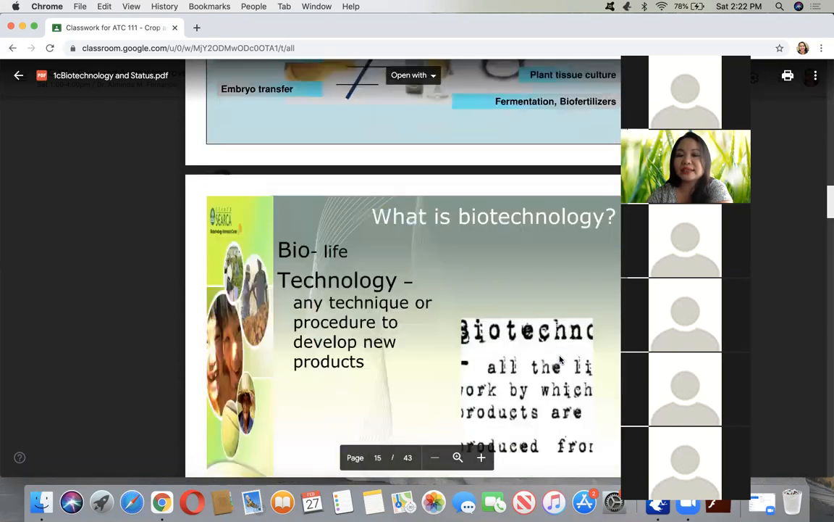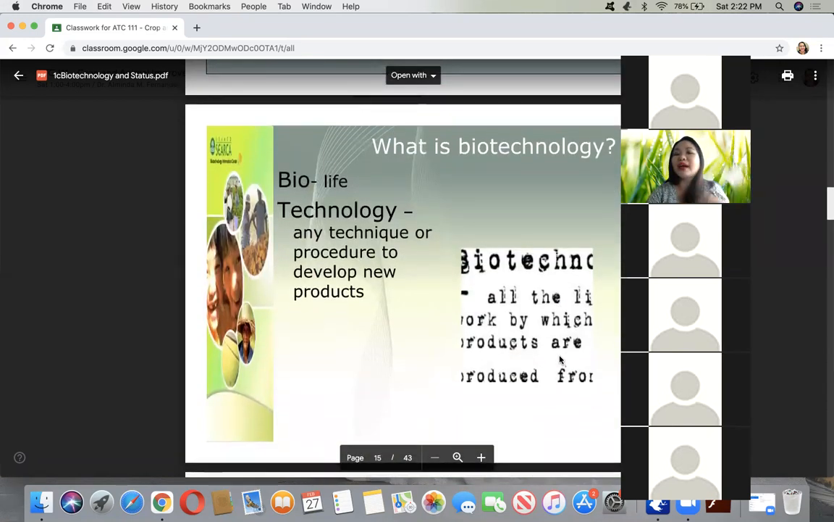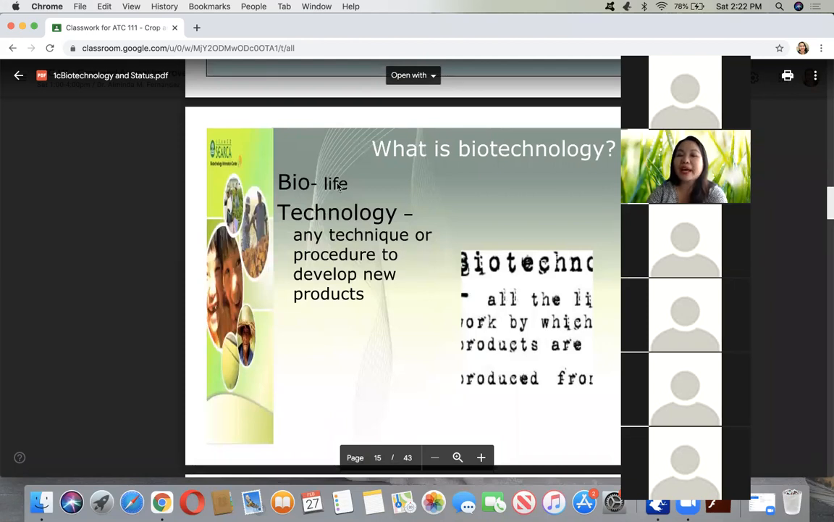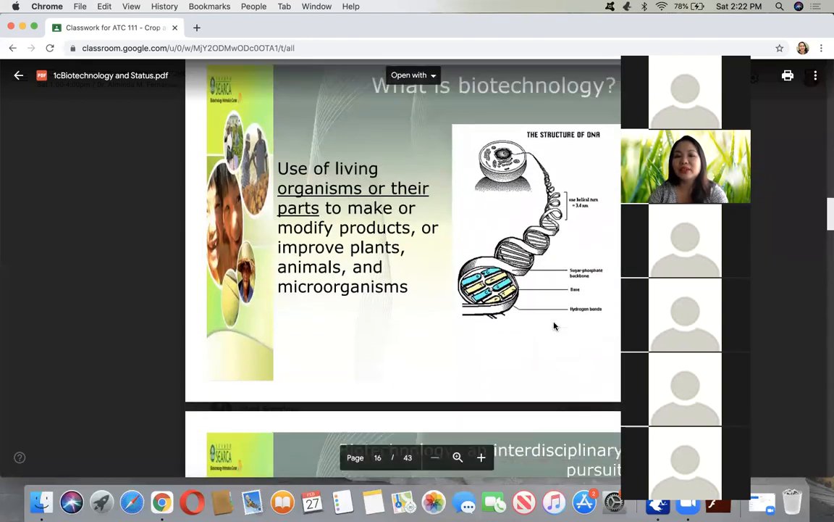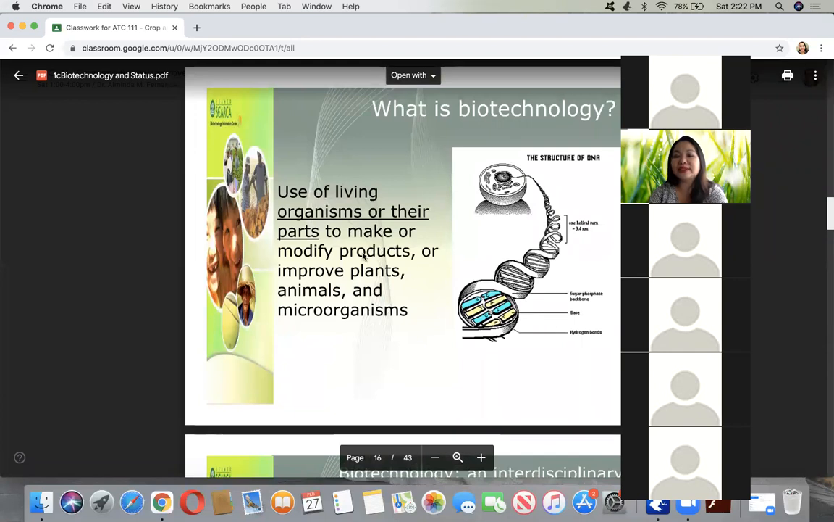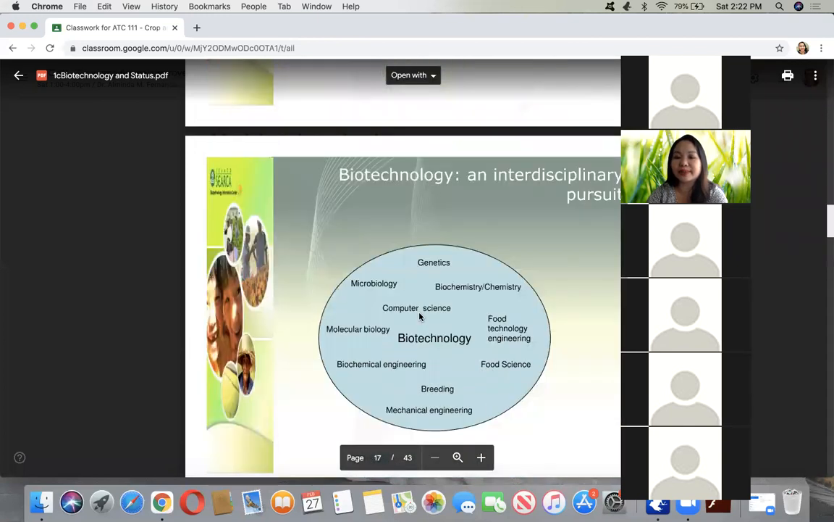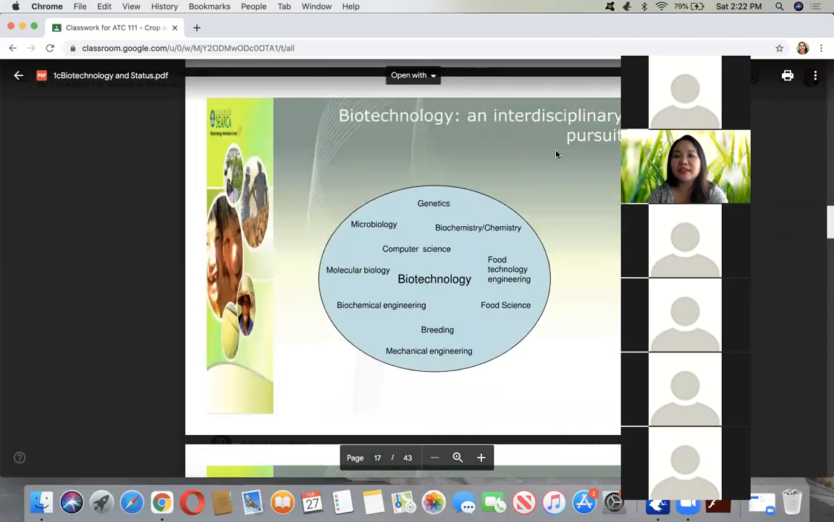So what is biotechnology if you're asked to? Of course, from the word bio, it means life, and technology means technique or procedure to develop new products. So it is, in other words, the use of living organisms or their parts to make or modify products or improve plants and animals or microorganisms. So with this DNA, it can be modified to improve the crops and animals. So there are a lot of interdisciplinary areas, no, under this.